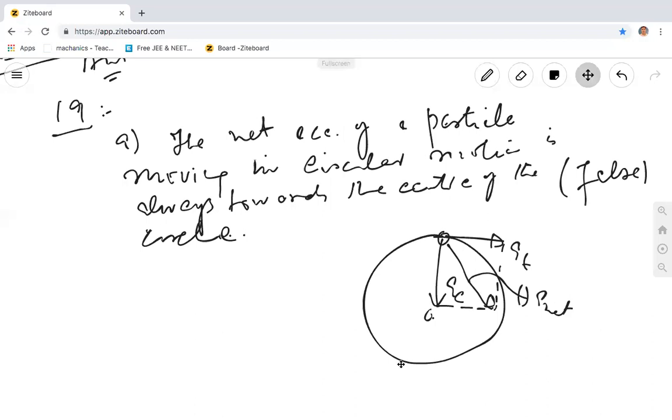In circular motion, there may be two accelerations: one towards the center and a tangential acceleration. When you find the net acceleration, that net acceleration does not go towards the center of the circle. Therefore, this statement is false.